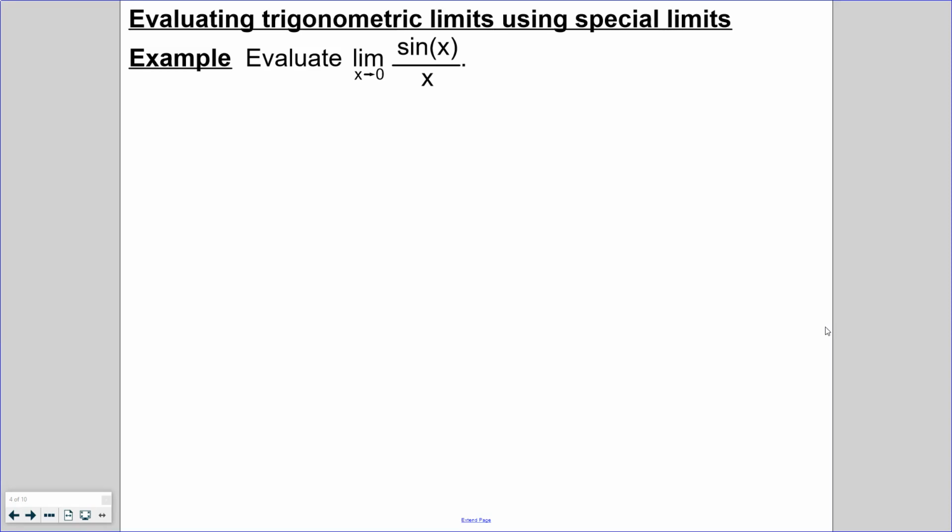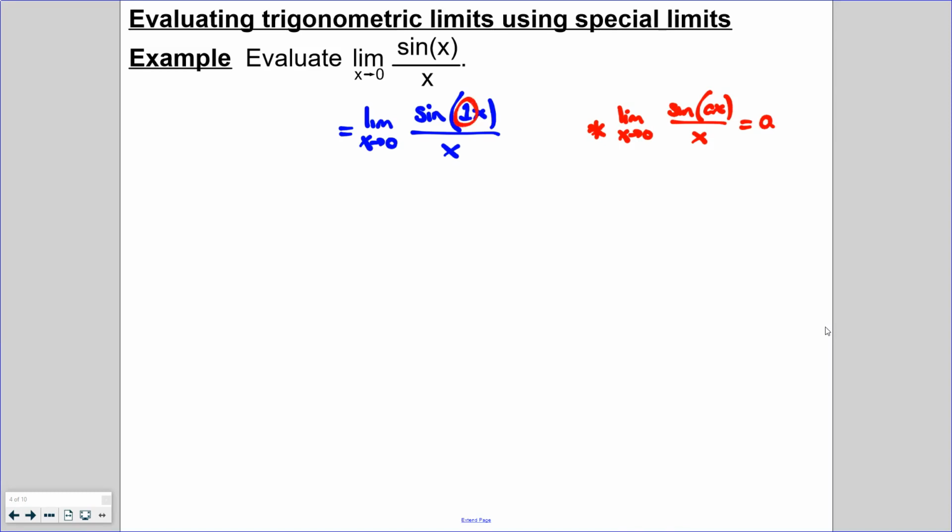So we have the limit as x approaches 0 of sine of x over x. Now I'm going to write this one a little bit differently just so we can be a little bit more explicit. I'm going to rewrite this to be the limit as x approaches 0 of sine of 1x over x. And the reason I wrote it like that is because I want this to be in the form of the limit as x approaches 0 of sine of ax over x, which I know equals a. And in this particular limit, I can see that a is going to be 1, so therefore I can say that this limit is equal to 1. There you go. Nice and easy as long as you remember the identities.